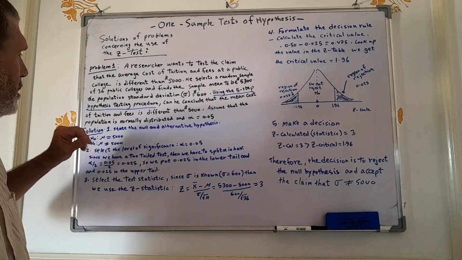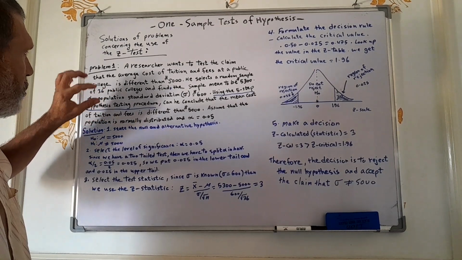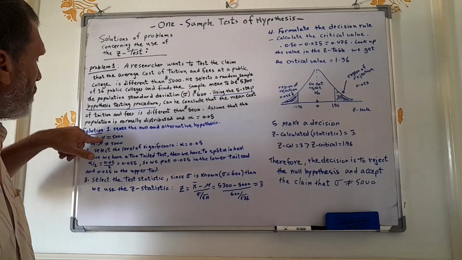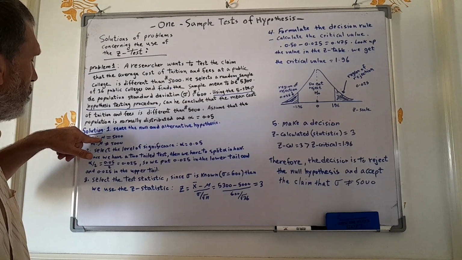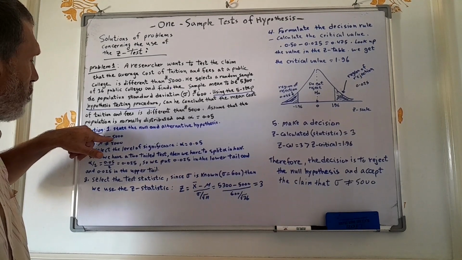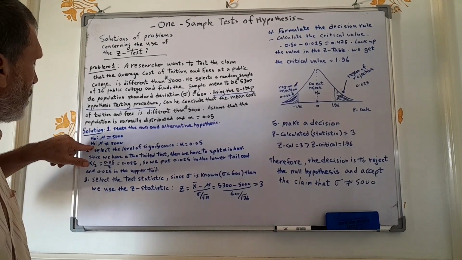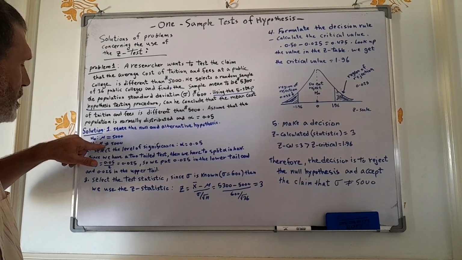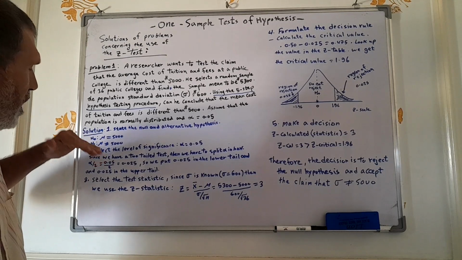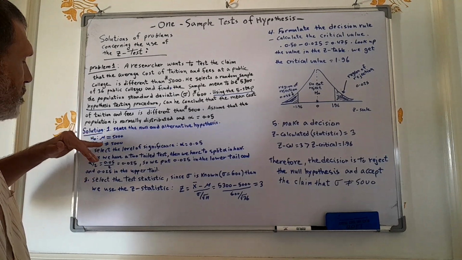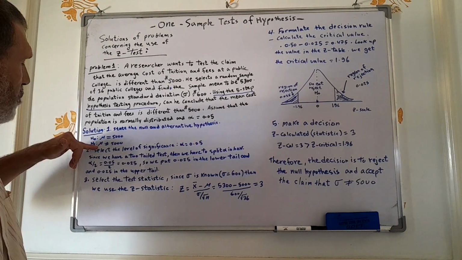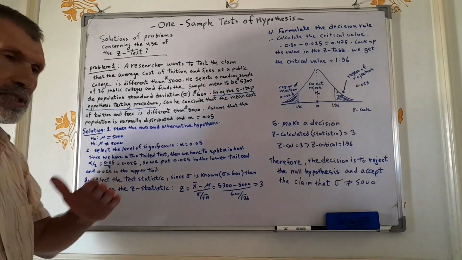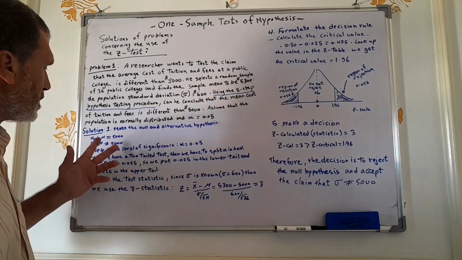Remember that here we have a two-tail test. So the null hypothesis is that mu, the mean, is equal to $5,000, and then the claim, which is the alternate hypothesis, is that mu, the mean, is different than $5,000. We have a two-tail test because, as you can see, the alternate hypothesis does not state any direction, whether it's greater than or less than. So it is a two-tail test.